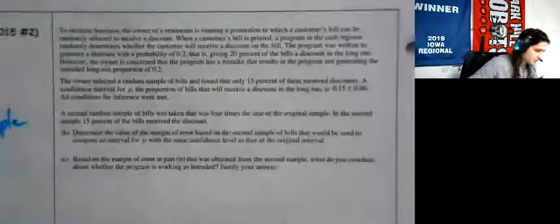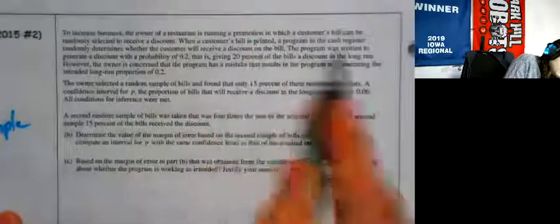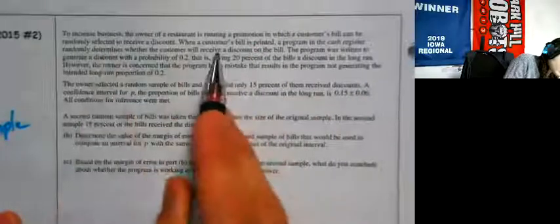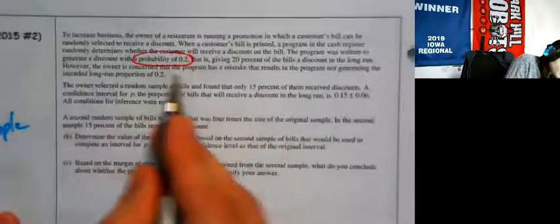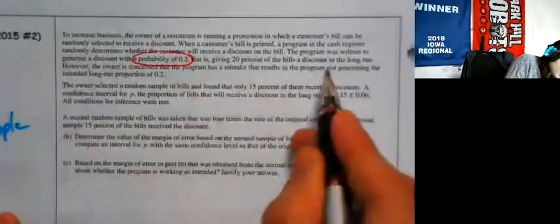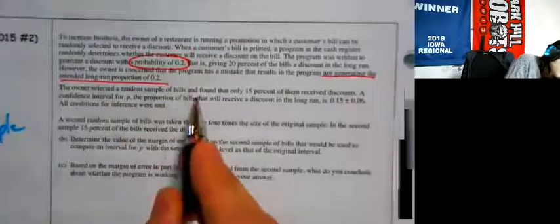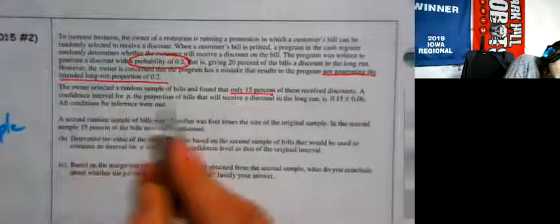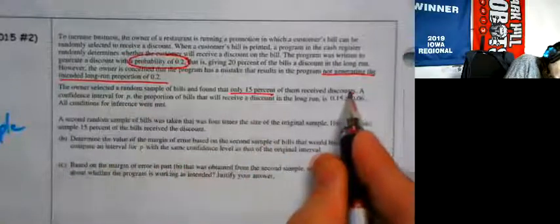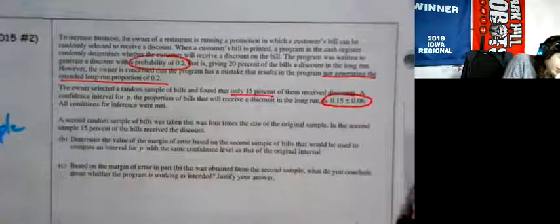To increase business, the owner of a restaurant is running a promotion in which the customer's bill can be randomly selected to receive a discount. Great. Bill's printed, and the cash register determines whether the customer will receive a discount. The program was written to generate a discount with probability of 0.2. However, the owner is concerned the program has a mistake and is not generating the intended long-run proportion of 0.2. Okay. The owner selected a random sample of bills and found only 15% of them received discounts. A confidence interval for proportion p was generated, and he made this interval 15 plus or minus 6. Okay, all conditions for inference were met.